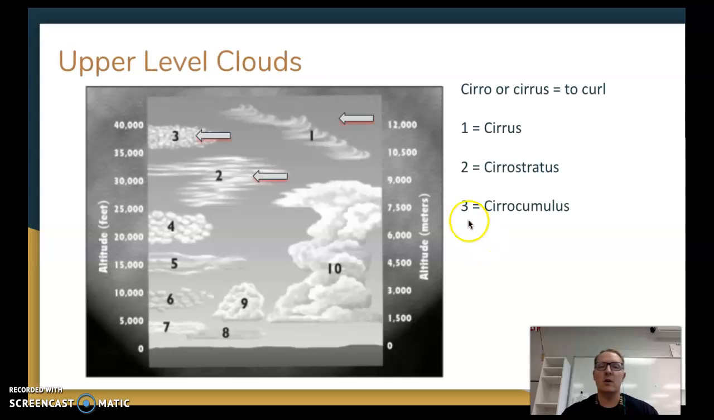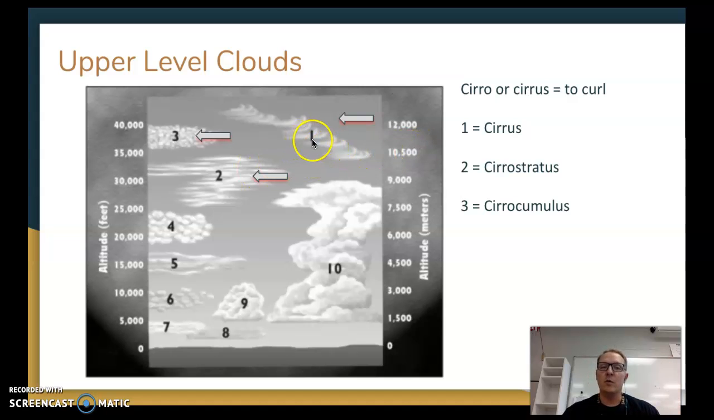Okay, first off, let's start with the upper level clouds. These clouds are high enough up in the atmosphere that they are not made out of tiny water droplets. They're made out of tiny ice crystals. So I want you to know the word cirro or cirrus is Latin for to curl. These are wind-blown wispy clouds. You can see the curls right here. And these clouds that are like cirrostratus that cover the whole sky, very thin. You can see blue sky through them. They don't cast shadows on the ground, and they let plenty of light through them.